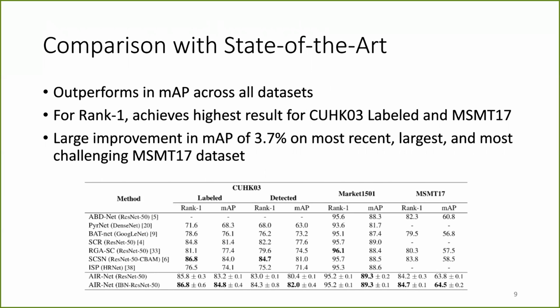So in terms of comparison with the state of the art, which you can see in the table at the bottom, our method outperforms across all datasets in the mAP metric, and it achieves the highest increase on the most recent, largest, and most challenging dataset, which is MSMT17. So we achieve an improvement of 3.7% in that case. In terms of rank 1, we still do pretty well. We achieve the highest results for CUHK03 labeled and MSMT17, while falling just short in some of the other ones.